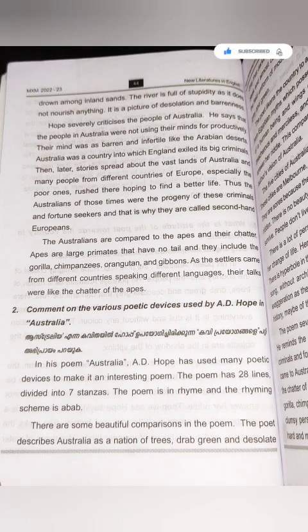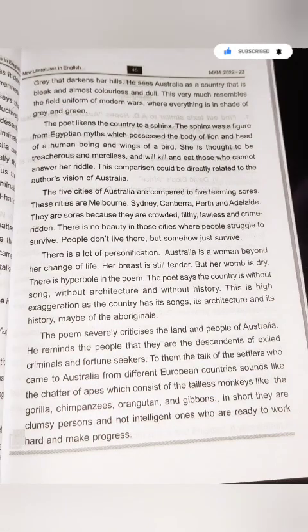The poet describes Australia as a nation of trees, drab, green and desolate, grey that darkens her hills. He sees Australia as a country that is bleak and almost colorless and dull. This very much resembles the field uniform of modern wars where everything is in shades of grey and green.